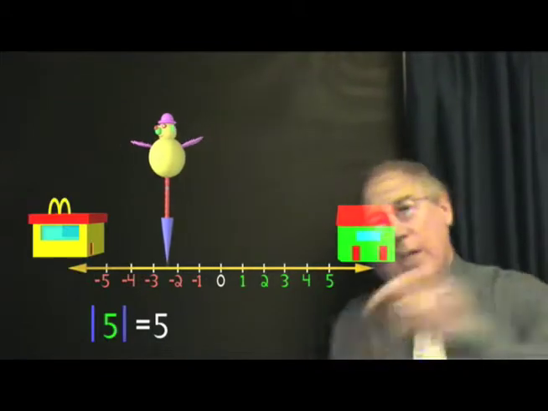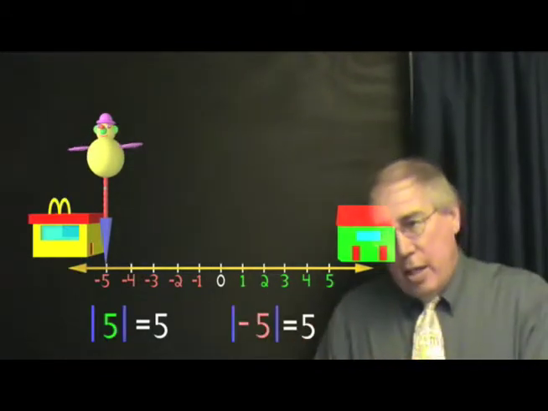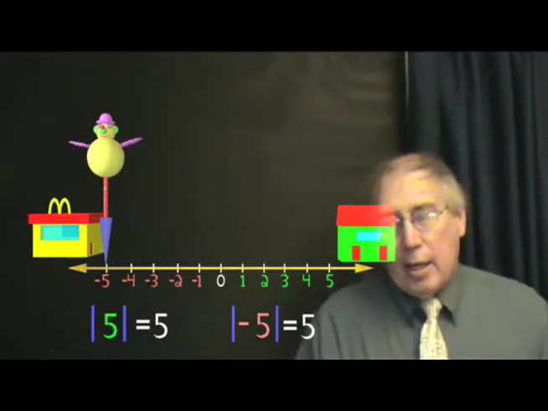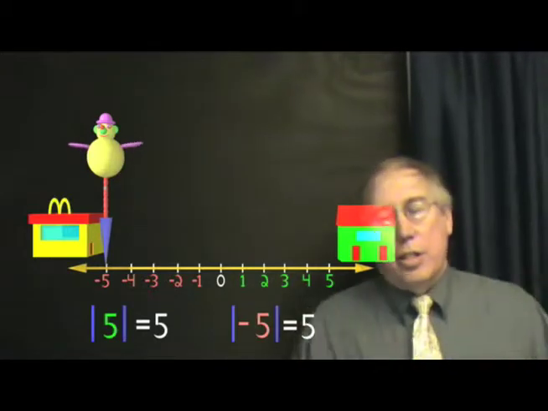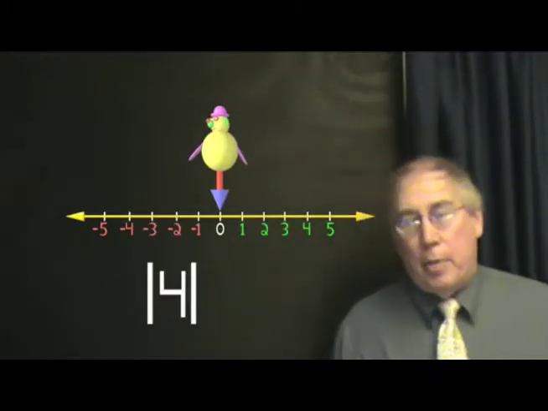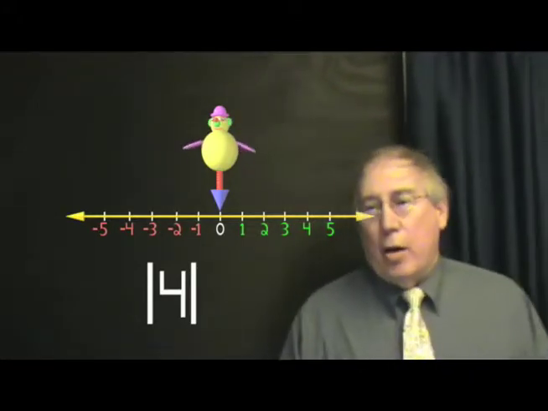Now let's suppose we go the other direction to McDonald's. And what is the distance from 0, in this case, to negative 5? It's 5. It's giving us a distance. And distance is expressed as a positive number here. It's a magnitude. All right.